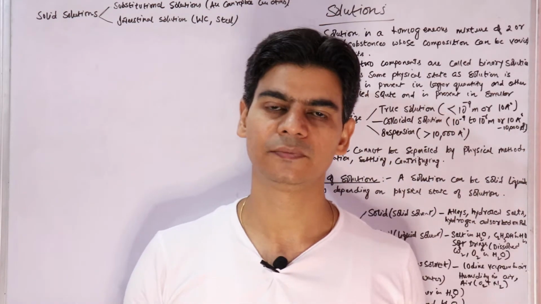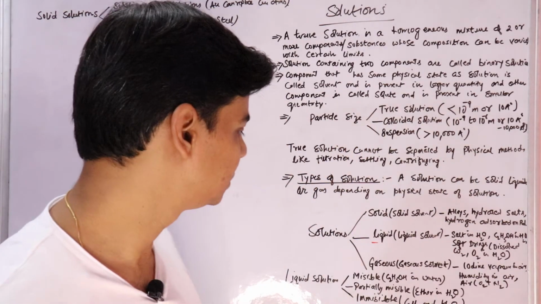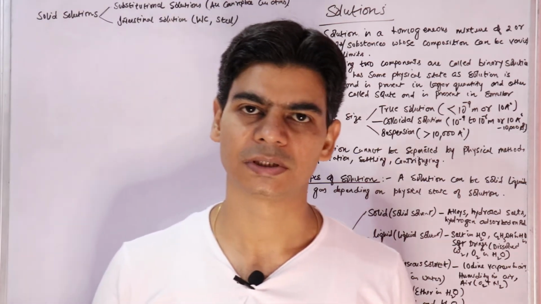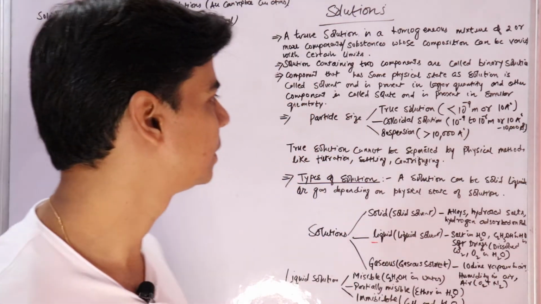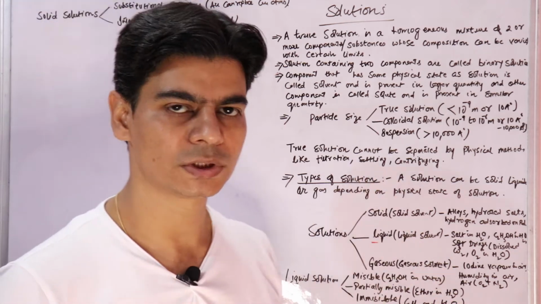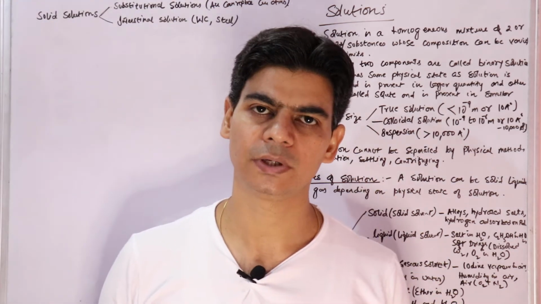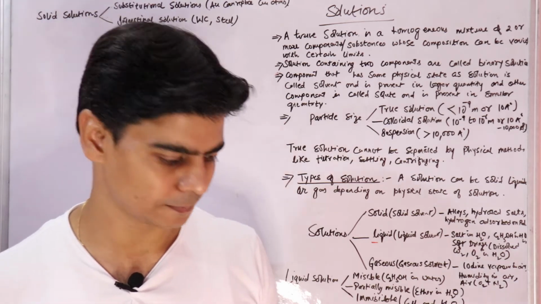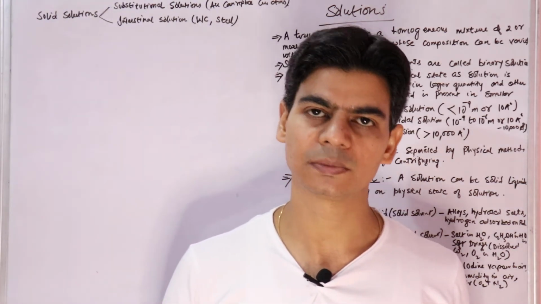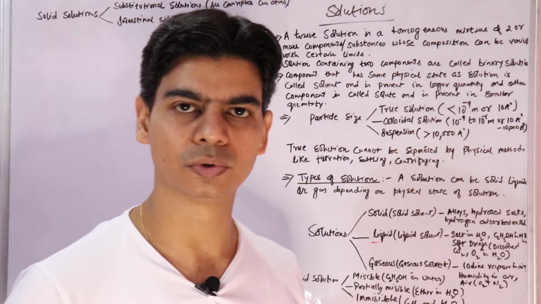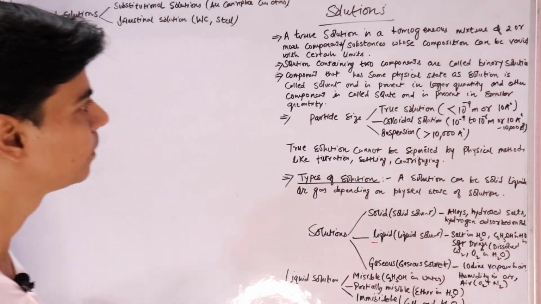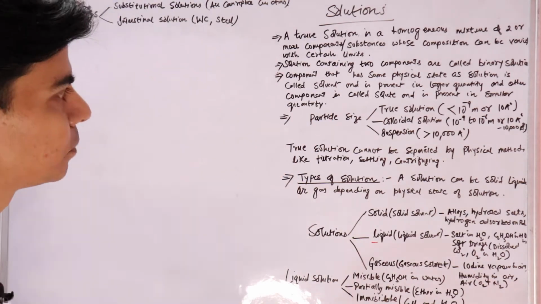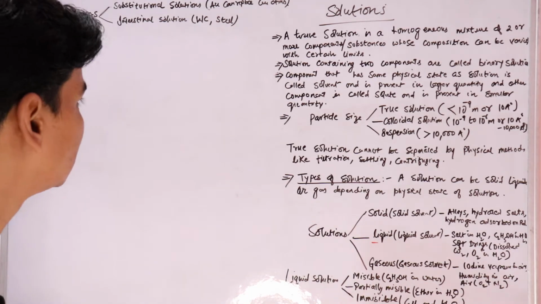Hi students, in this video lecture we will start the chapter Solutions, which is a part of physical chemistry. First of all, we'll define solutions. We are already aware of what solutions are and the types of solutions. A solution is a homogeneous mixture of two or more components whose composition can be varied within certain limits.